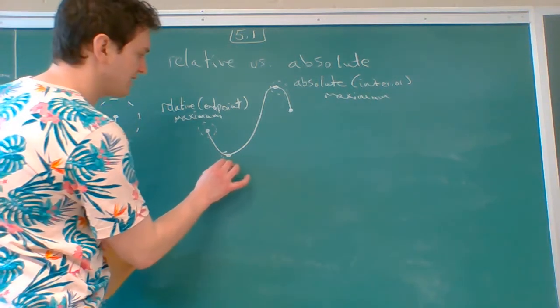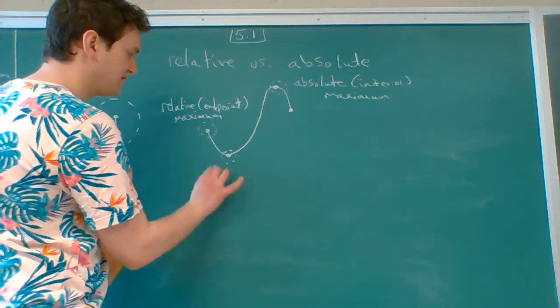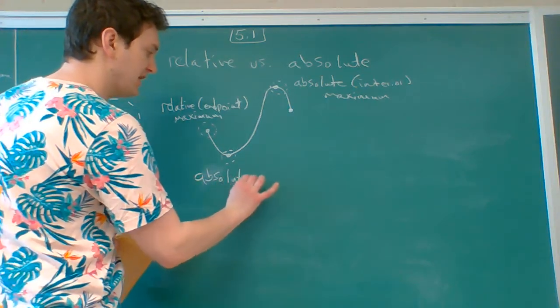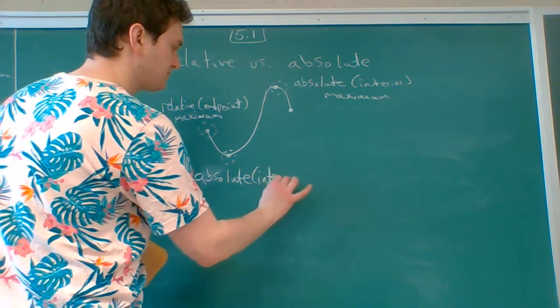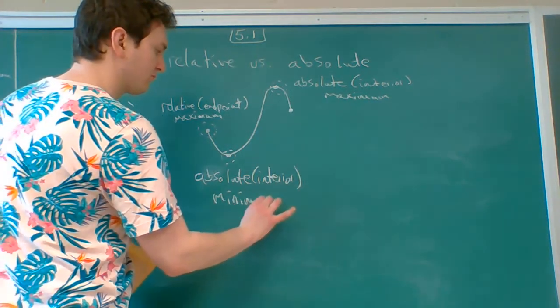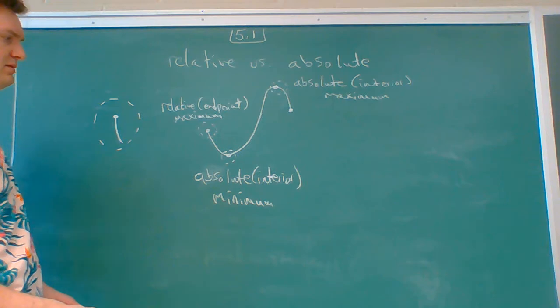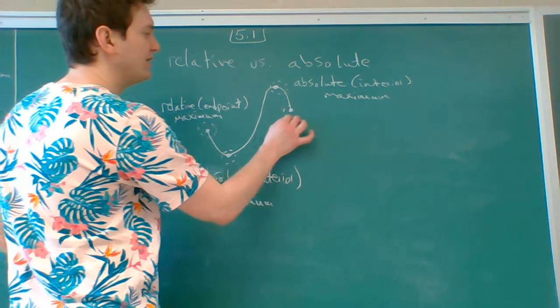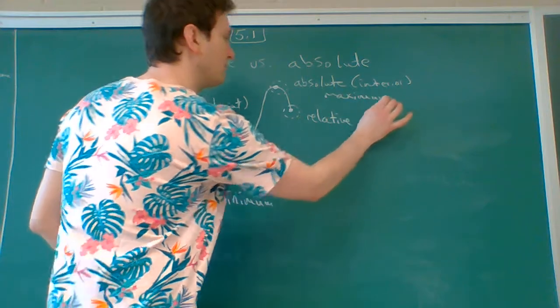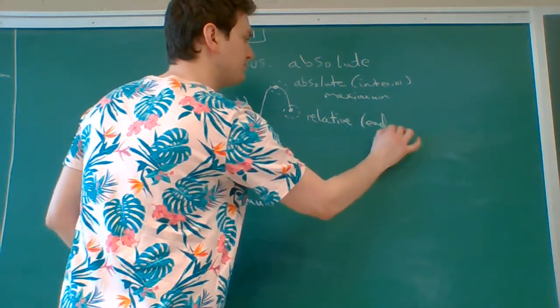This one, though, does have, what does it have here? This is a relative, no, this is an absolute. This is the lowest point. So this is an absolute interior minimum. And this point here would be a relative minimum, relative endpoint minimum.